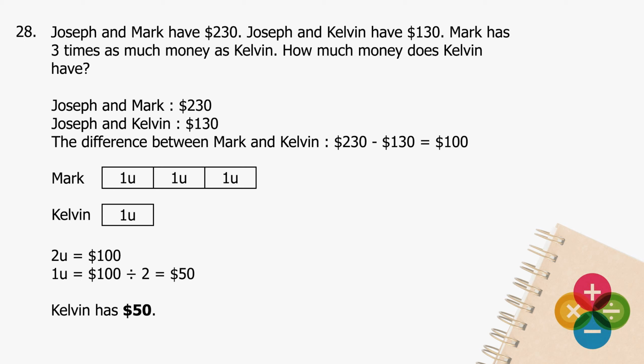Joseph and Mark have $230. Joseph and Kelvin have $130. The difference between Mark and Kelvin will be, subtract $130 from $230, and the difference is $100. 2 units will be $100. 1 unit will be, divide $100 by 2, and the quotient is $50. Kelvin has $50.